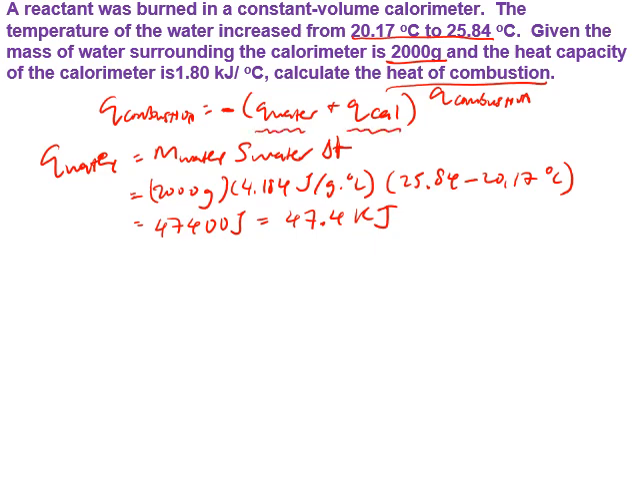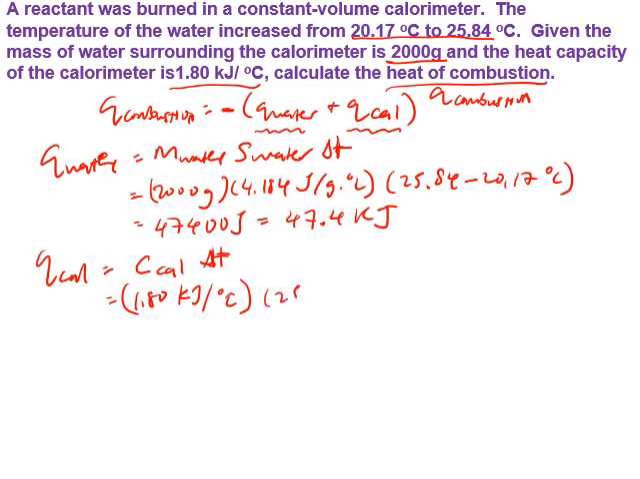Now look at the next one, Q cal, the heat absorbed by the calorimeter. So we are using C delta T, where C is the heat capacity of the calorimeter and delta T is the temperature change experienced by the calorimeter. So C is 1.80 kilojoule per degree Celsius. The delta T will be the same, so it's 25.84.